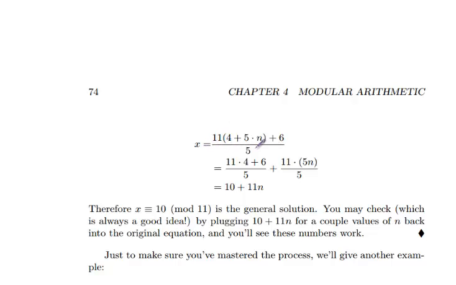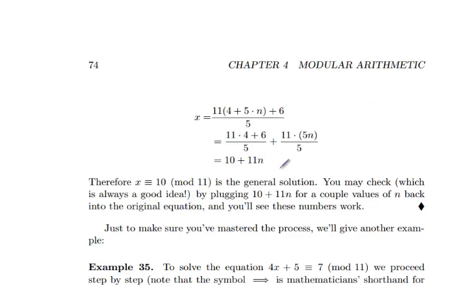We plugged in k equals 4 plus 5n, plug it back into the equation, get this result that x equals 10 plus 11n. So x is congruent to 10 mod 11 is a general solution. Okay? And it's a good idea to check your solution, make sure that it actually works in the original equation.